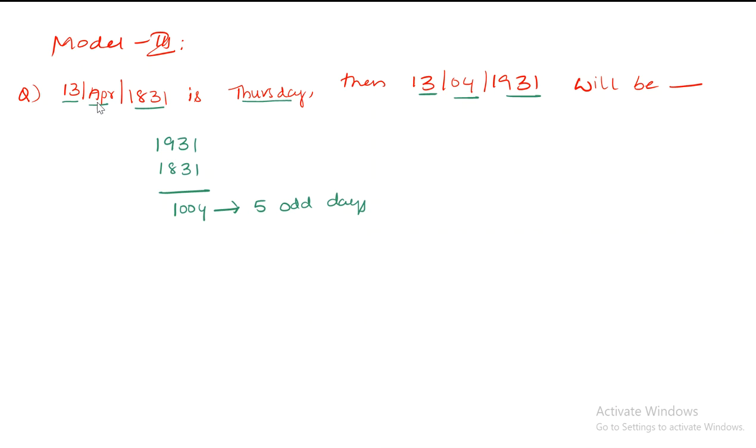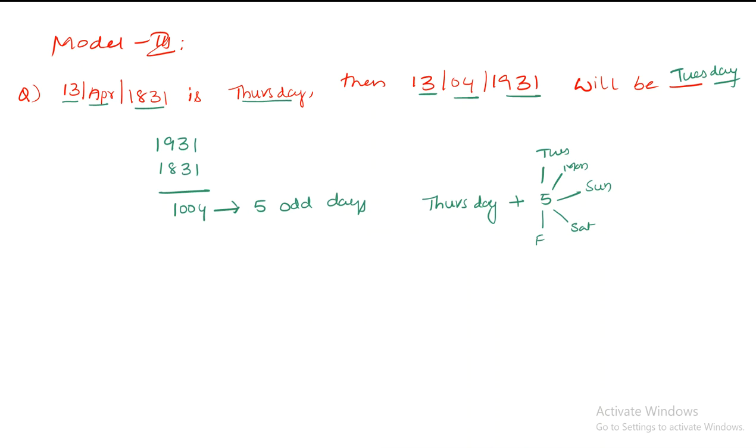If you believe that 13th April 1831 is a Thursday, okay, so we need to cross check it. But if you're assuming that Thursday is 13th April 1831, then you can take this Thursday plus 5 days. So what are these 5 days here? Thursday, add the next day is Friday, Saturday, Sunday, Monday, Tuesday. So answer will be Tuesday. So likewise you can solve this kind of problems here.